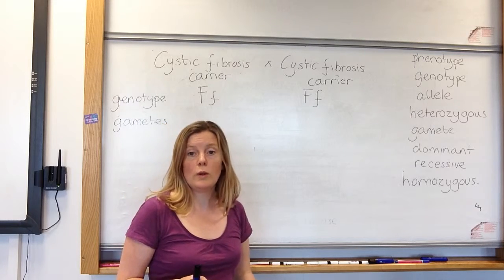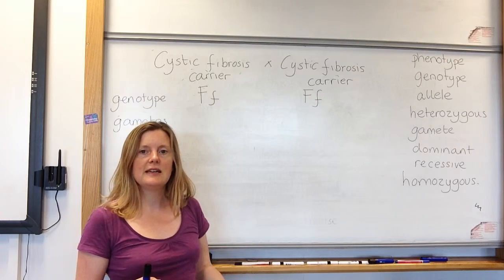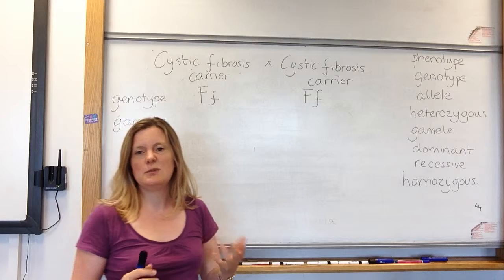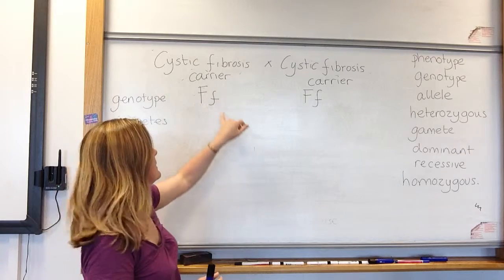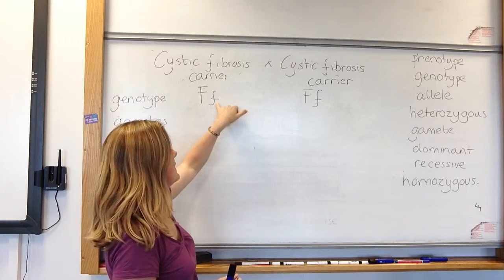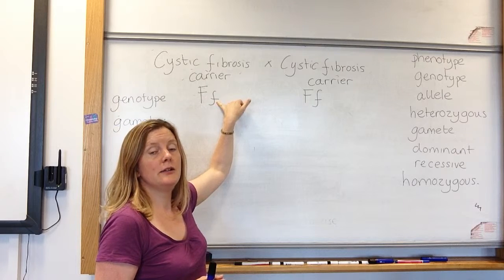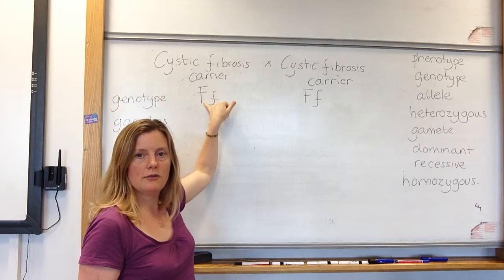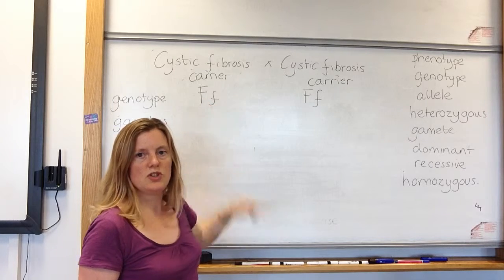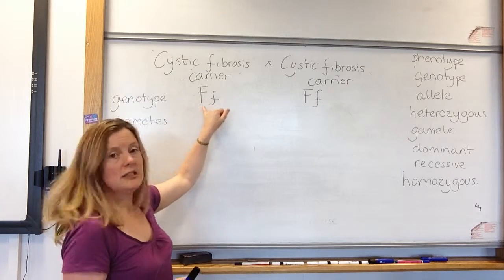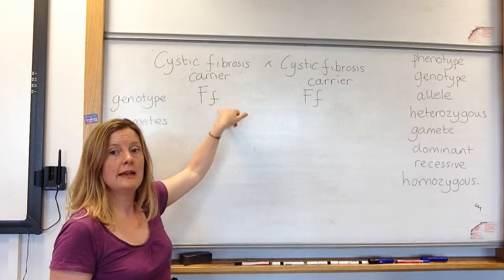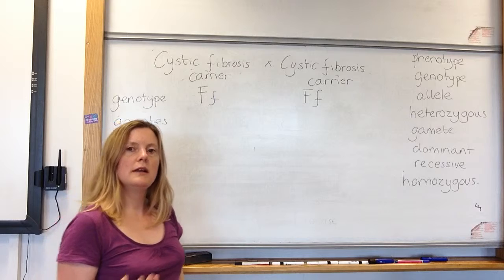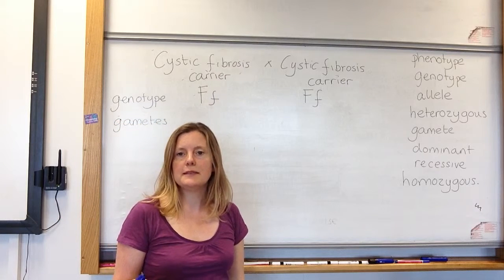Now, we know that cystic fibrosis is a recessive disease, so it's carried on a recessive allele. And I'm going to use the symbol F for fibrosis. So each of these parents has a cystic fibrosis allele, a recessive allele. They also have a dominant unaffected allele for the gene, which we show with a capital letter. So their genotype is capital F, little f. Their phenotype is carrier.